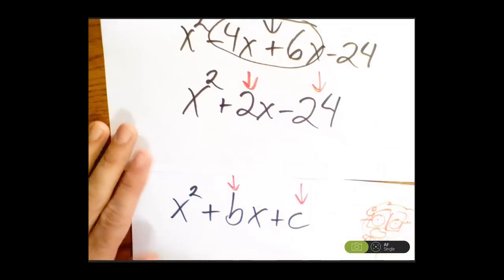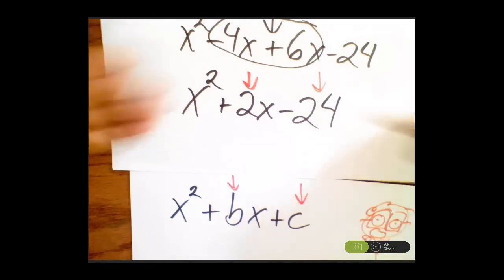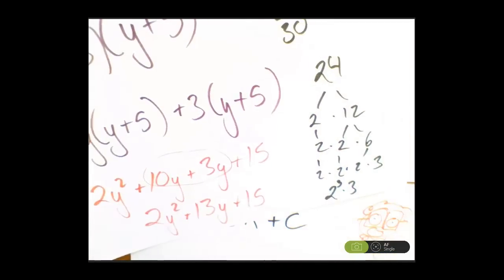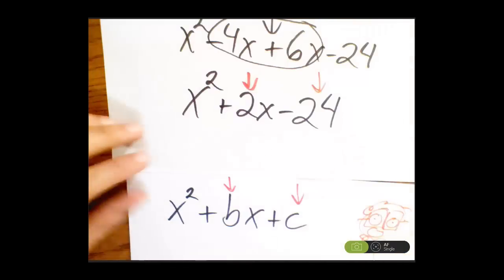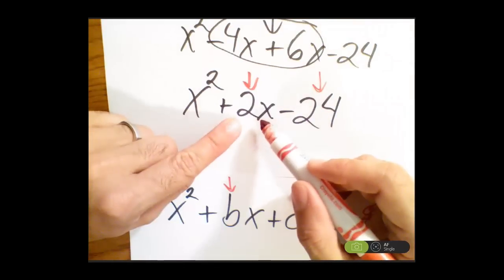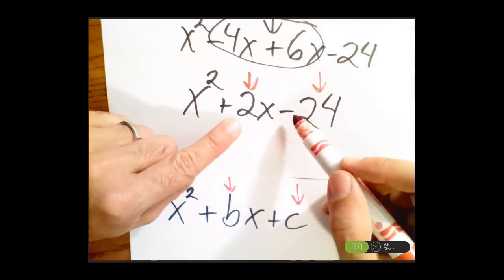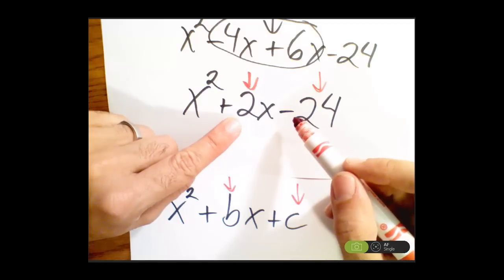So I need to think of 2 numbers that make 24. What are numbers that make 24? Holy moly, we have some numbers here, okay? And so I can think 12 times 2, but unfortunately 12 times 2 don't add to make 2. And since it's a negative, I'm thinking that one of those numbers is going to be a negative. So what are some other numbers that multiply to make 24?